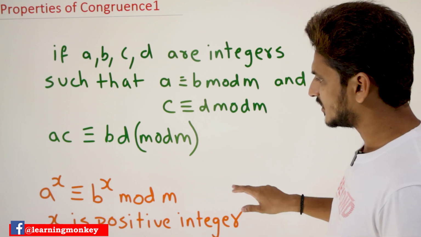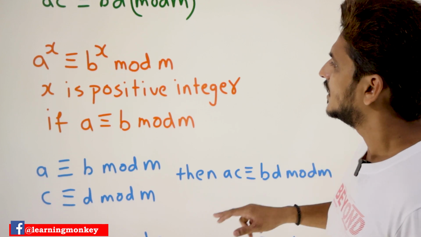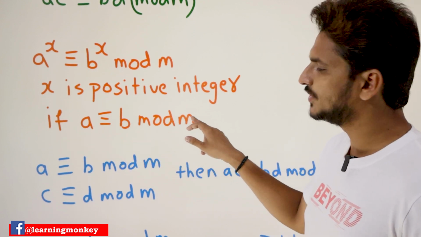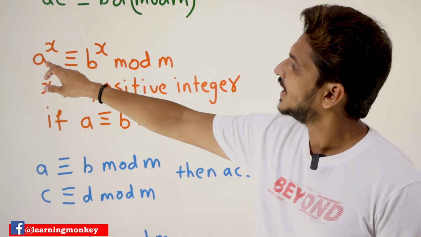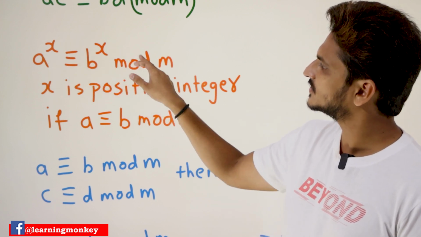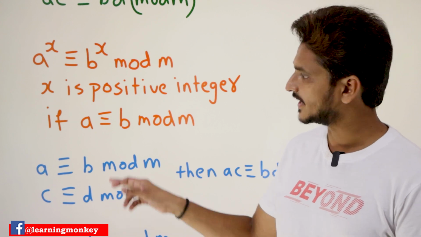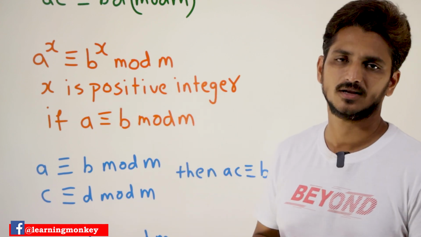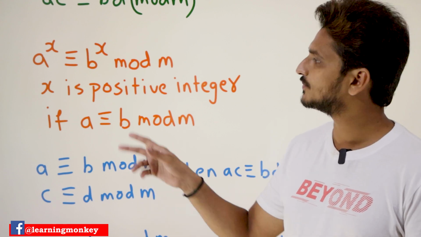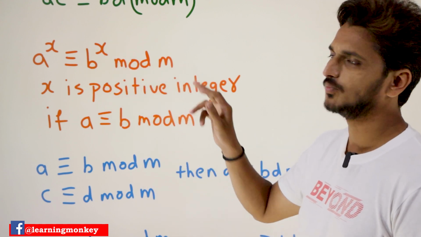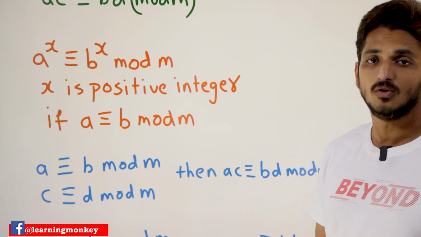Now coming to today's first property, if A congruent to B mod M, if this happens, then we need to show that A power x congruent to B power x modulus M. Here x is a positive integer. You take any positive integer, it is going to be true. A power x congruent to B power x mod M. So why is it true?